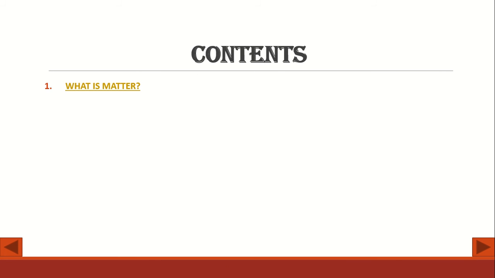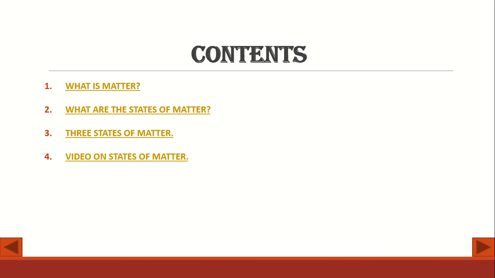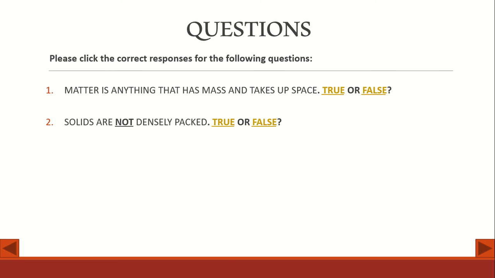All right. So these are the contents. What is matter? What are the states of matter? Three states of matter, video on state of matter, changes in state, questions, and references. All right. So now I'm going to click on questions and it should take me to the questions page. So it has taken me to the questions page and there are two questions. All right. These questions are true and false. You can do multiple choice questions or true and false questions using the interactive PowerPoint to see if students are actually listening while the PowerPoint was going on.